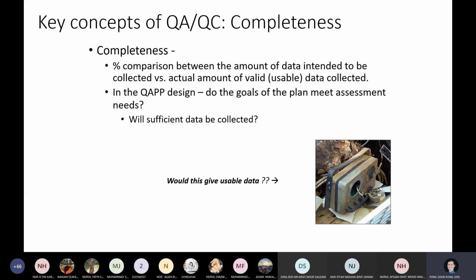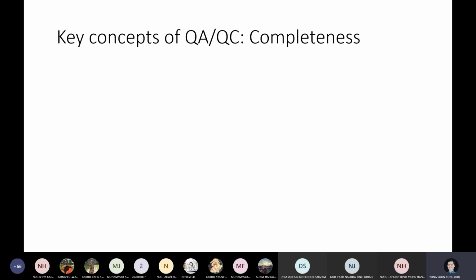Completeness is the percent comparison between the amount of data intended to be collected versus the actual amount of valid, usable data collected. Now this one is usually in the QA procedure. I think I won't elaborate too much on this one. Possibly you can read further due to time constraint.